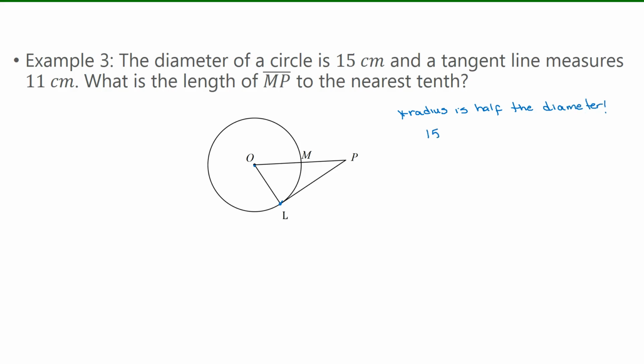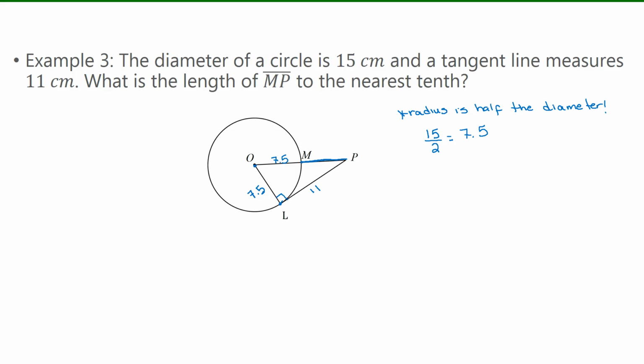If I take 15 centimeters and divide that by 2, I get 7.5 centimeters. So that means the radius is 7.5. As a note, O to M is also 7.5. That's another radius here in this diagram. What we're looking for is M to P, this length here, and the tangent line is 11 centimeters.